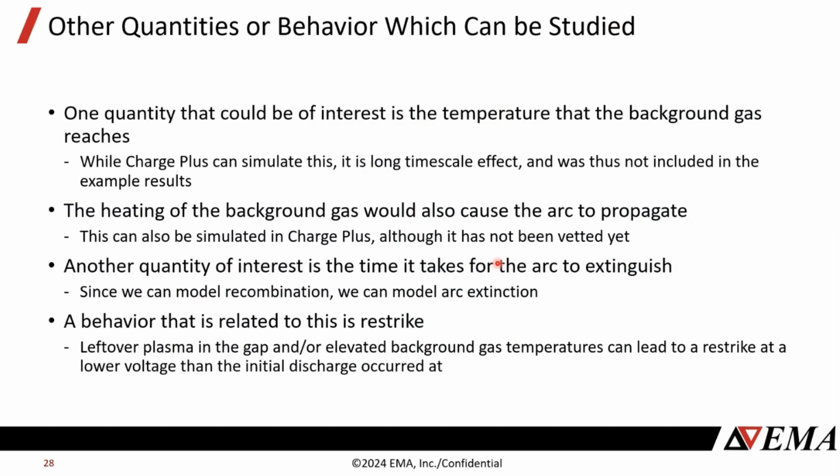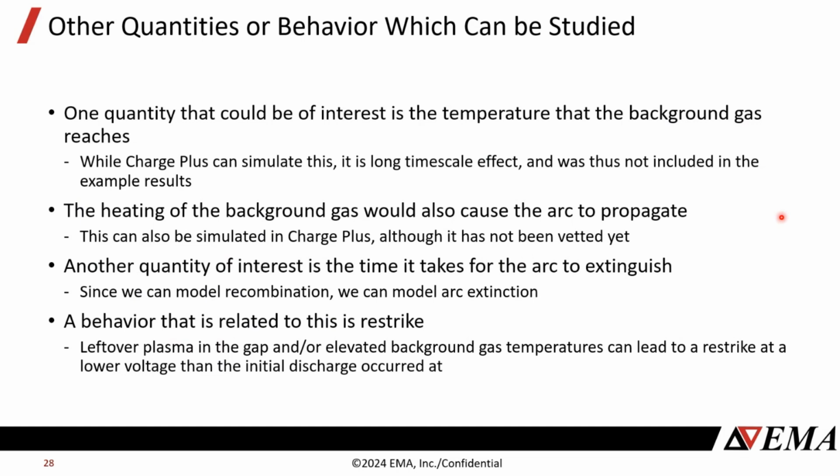But there's other quantities that can be studied that weren't talked about so far. This includes the temperature that the background gas reaches once the discharge has formed and starts to heat the gas. While we can simulate this, it's a long time scale effect, and that's why it wasn't included in the example results. This heating would also cause the arc to propagate, which can be simulated in Charge Plus, although this exact behavior has not been vetted yet.